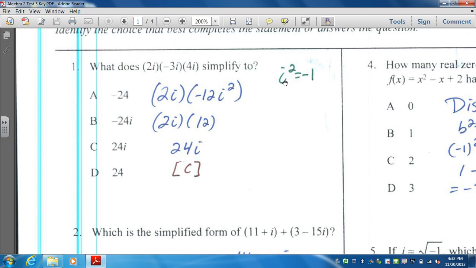with negative 1, that means that negative 12 times negative 1 gives you a positive 12. Now when you multiply these two together, you get 24i, the answer being C. So just do 2 at a time, and then multiply everything all together at the end.